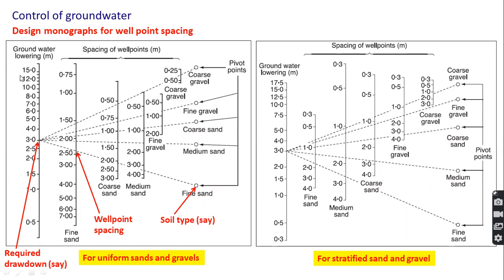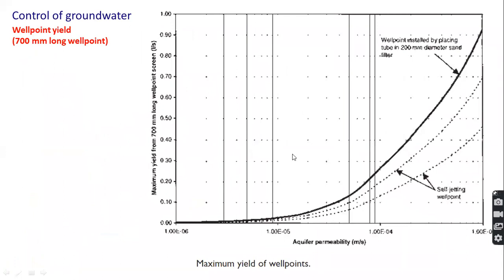If you join this line with the type of soil, we can select the appropriate well point spacing. For fine sand, for example, 2.5 meter spacing in this particular case. A similar analogy can be used for the right hand figure as well. So these are very useful tools in the design of well point systems. The yield from a single well point having a length of 700 millimeters is given here.